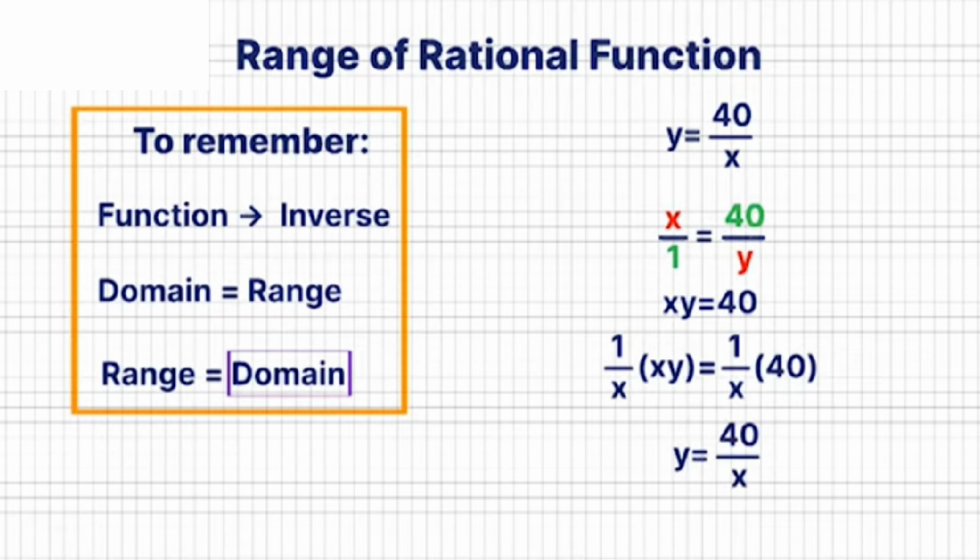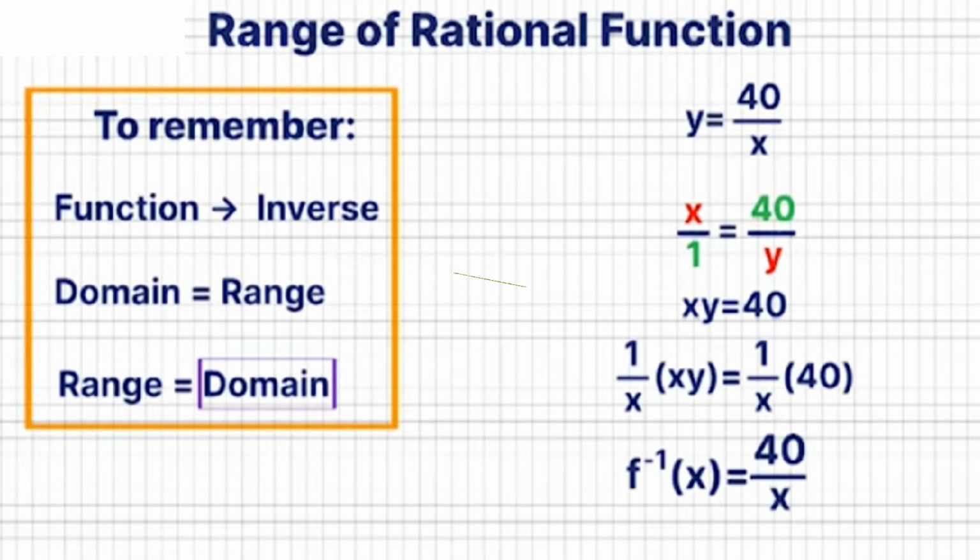We want y alone on the left-hand side of the equation. Hence, by the multiplication property of equality, we may multiply both sides of the equation by 1 over x. Hence, the inverse of the function is equal to 40 over x. This can also be written as the inverse of f of x is equal to 40 over x.